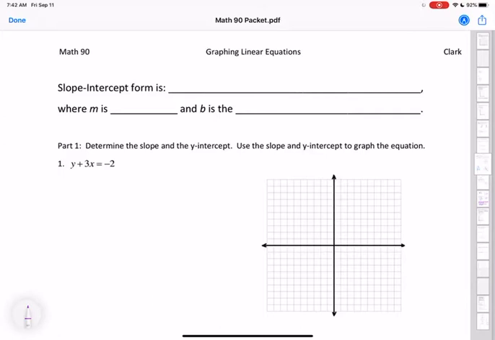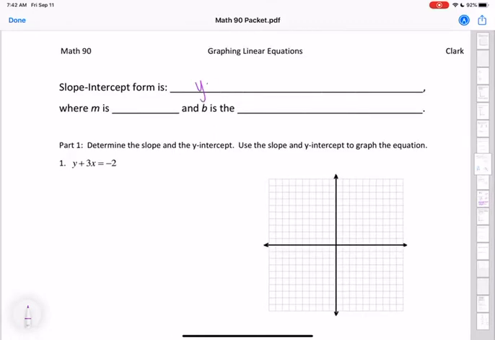Okay, so to start, we have just a reminder that slope-intercept form is y equals mx plus b, where m is the slope and b is the y-intercept. So for part one, we're going to determine the slope and the y-intercept. And then we're going to use those two things to graph our equation. So what's different about today is everything isn't already in slope-intercept form for us. So we have to do that.